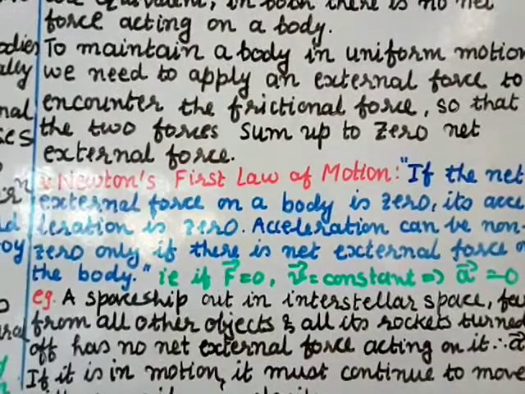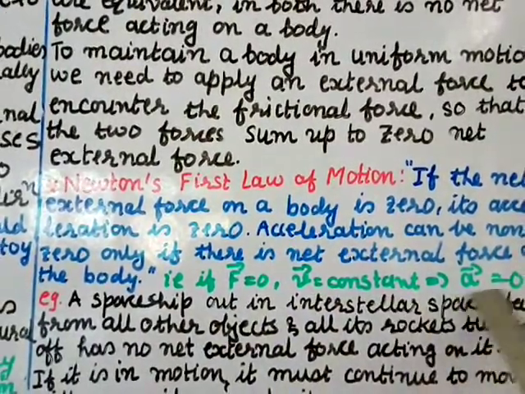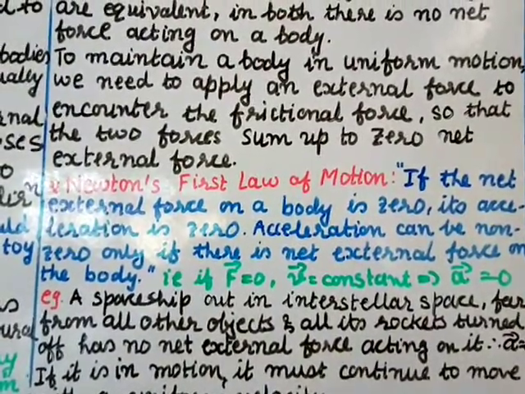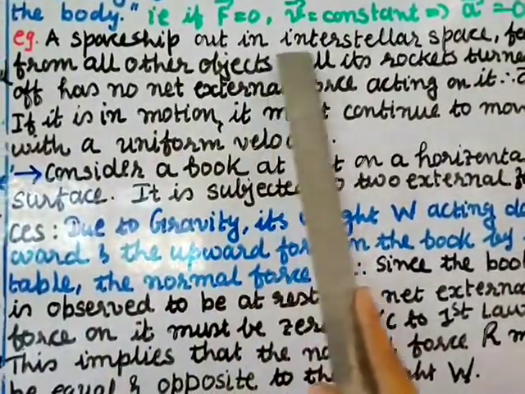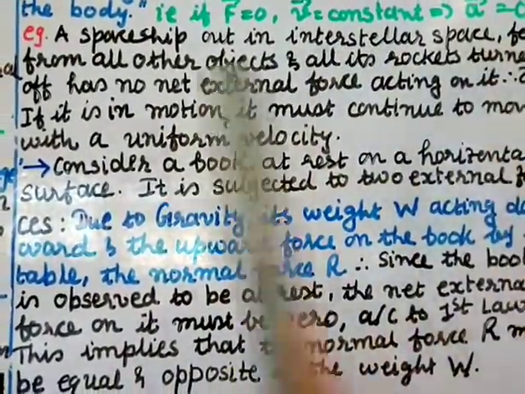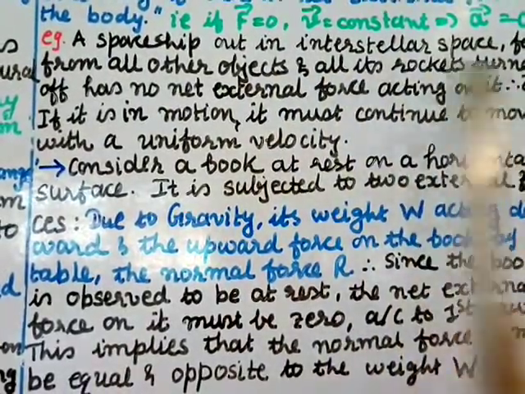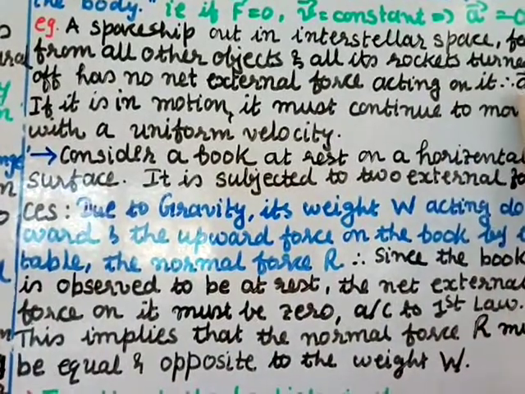Mathematically you can say that if F equals 0, that means velocity is constant and acceleration is 0. So that is what mathematically we can say. Now let us take an example. A spaceship out in interstellar space, far from all other objects and with all its rockets turned off, has no net external force acting on it, therefore a is 0.